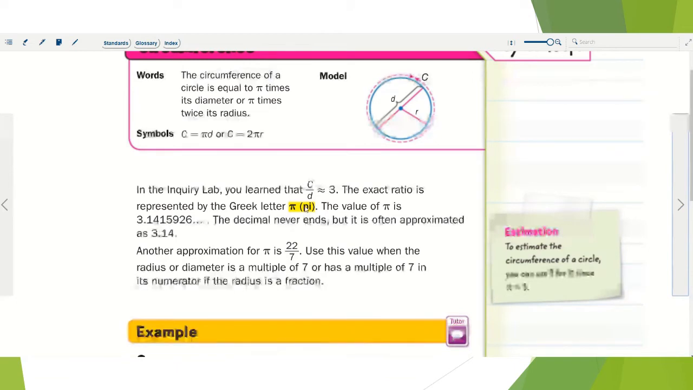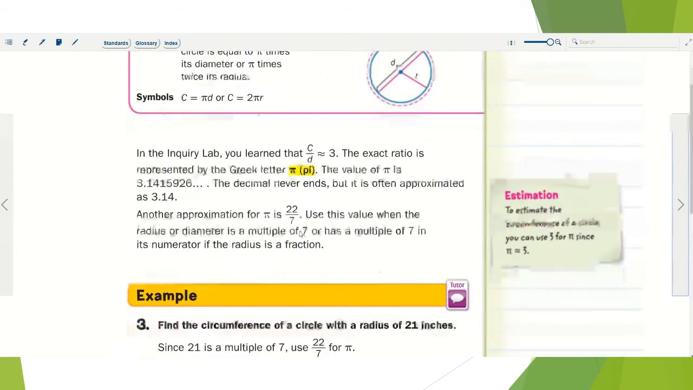In your book, sometimes they want us to use pi, which would be the pi key on your calculator. Sometimes they just want you to use 3.14, and sometimes they will ask you to use 22 over 7. 22 over 7 is the fractional approximation for pi. Generally, if we're working with numbers or multiples of 7, this tends to be an easy one to use.